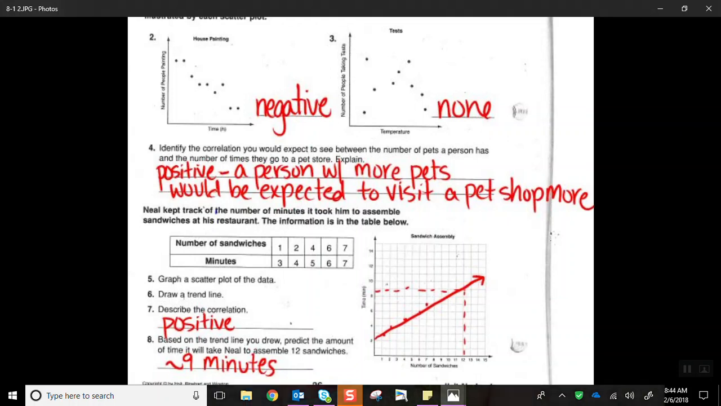And then also, again, you can see I extend the trend line out. It goes through the middle of the data. It hits a couple of points. So if I draw up from 12 and I hit the line and I go over, I'm at about 9 minutes. So it should take him about 9 minutes to make 12 sandwiches.